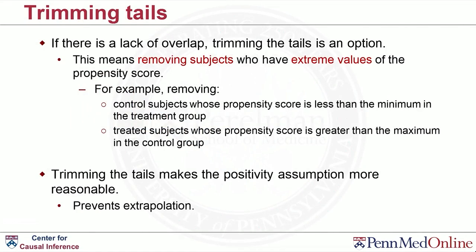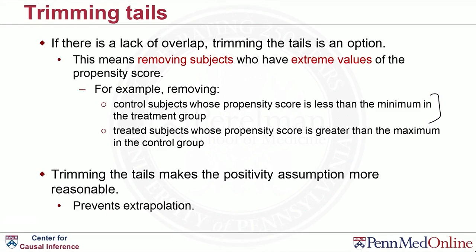And so this is what's known as trimming tails. If you have a lack of overlap, trimming the tails is an option. This really just means removing subjects from your data set that have extreme values of the propensity score. What extreme means is a little bit up to the analyst, but one example would be the following. You could first remove any control subject whose propensity score is less than the minimum propensity score in the treatment group.